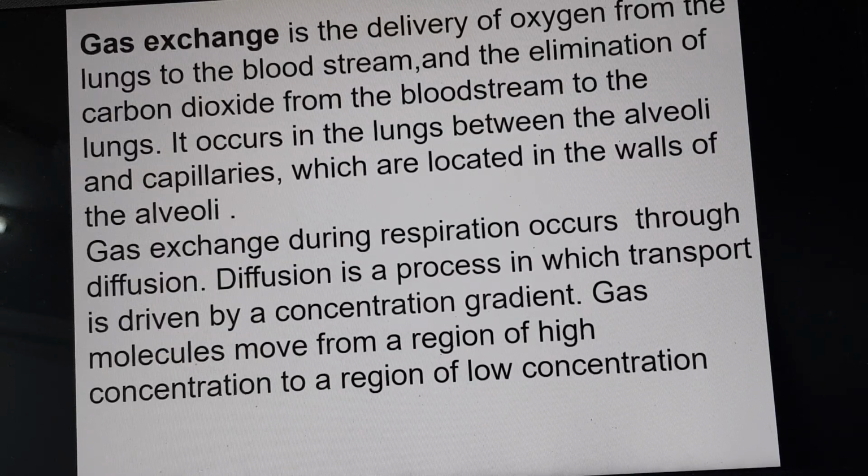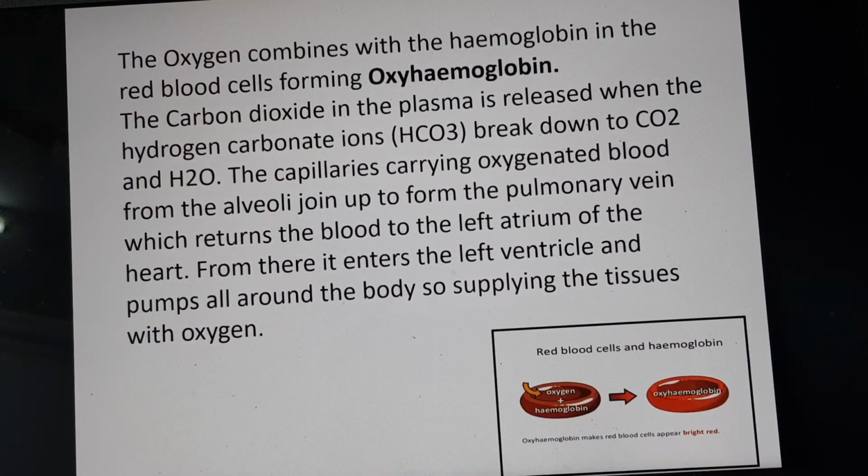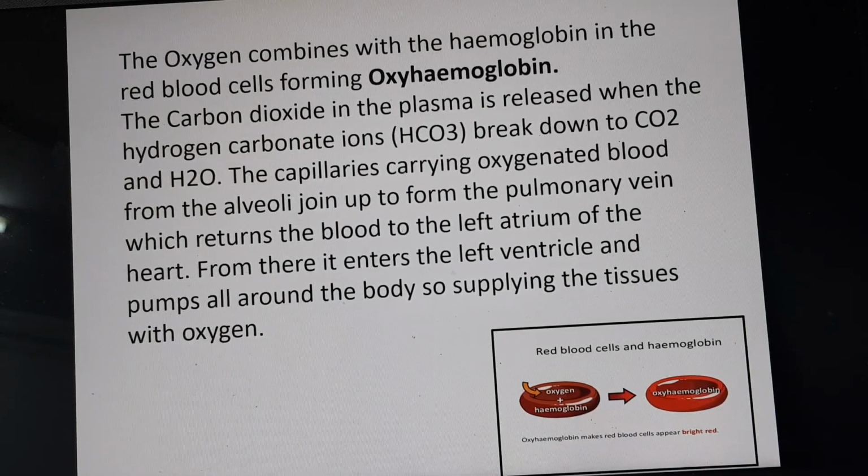The oxygen combines with the hemoglobin in the red blood cells, forming oxyhemoglobin. The carbon dioxide in the plasma is released when the hydrogen carbonate ions break down to carbon dioxide and water. The capillaries carrying oxygenated blood from the alveoli join up to form the pulmonary vein, which returns blood to the left atrium of the heart. From here, it enters the left ventricle and is pumped all around the body, supplying the tissues with oxygen.